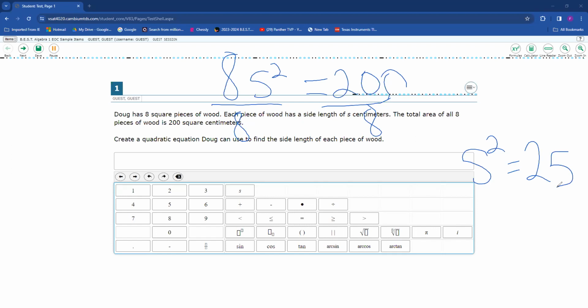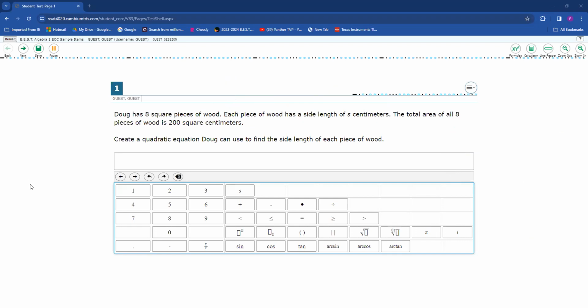Okay, so to solve for S, I need to take the square root on both sides. And so the side will be 5. The square root of 25 is 5. They didn't ask us here, but I wanted you to know how to solve for that equation right there. Okay, clear all drawings. Let's see what else we can expand on.